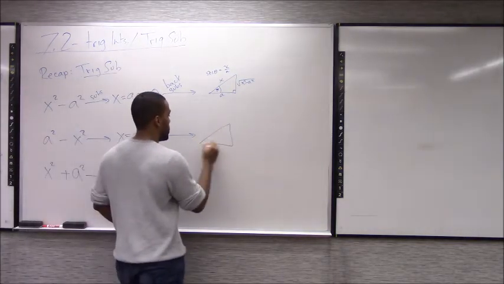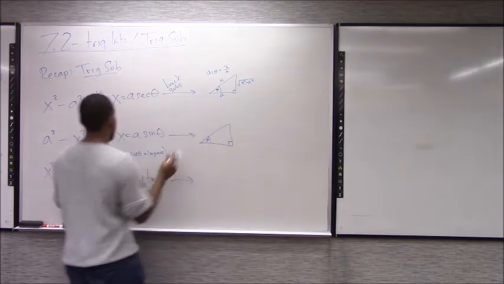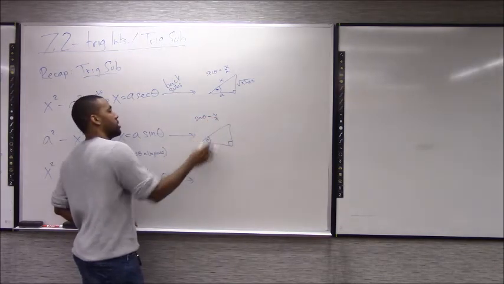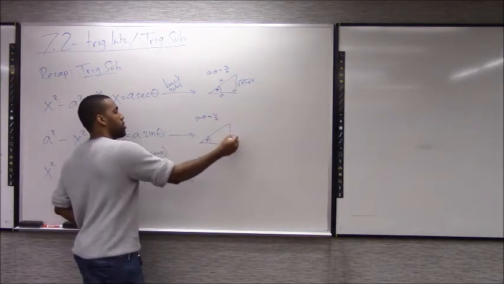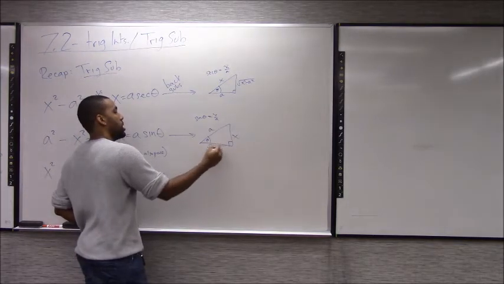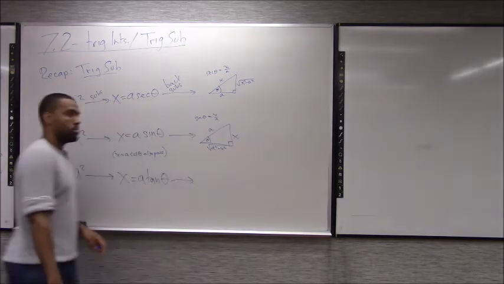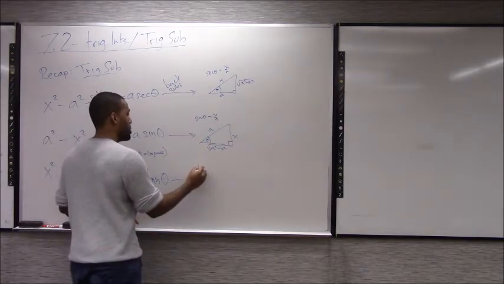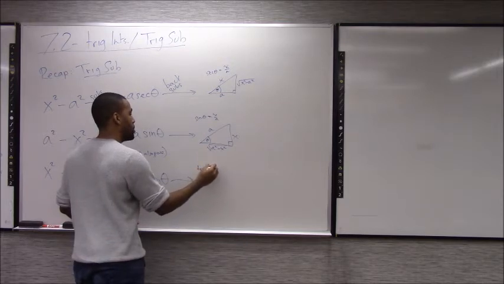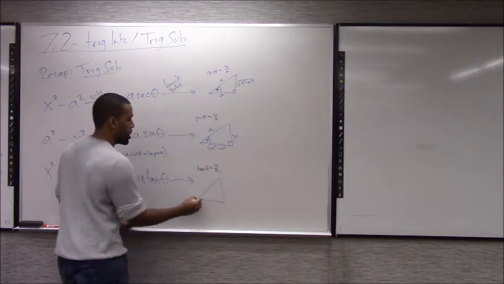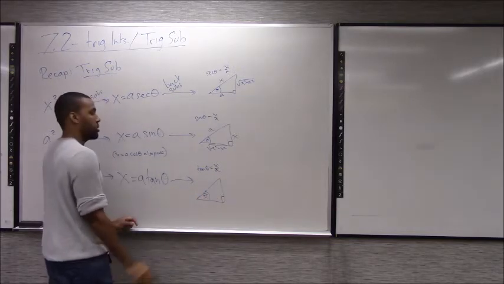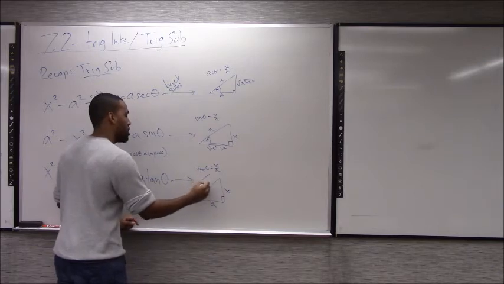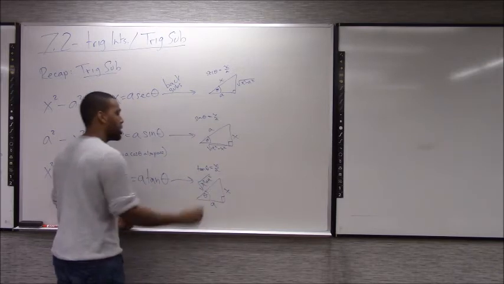Similarly here, you can create a triangle. This would tell you that sine theta is equal to x over a. That's opposite over hypotenuse, so this is opposite, that's hypotenuse, and so this would be the square root of a squared minus x squared by Pythagoras' theorem. Similarly here, you realize that your tangent theta is equal to x over a, so then you can set up a triangle. That's opposite over adjacent, that's opposite, that's adjacent, and so Pythagoras' theorem will tell us that that would be the square root of x squared plus a squared.